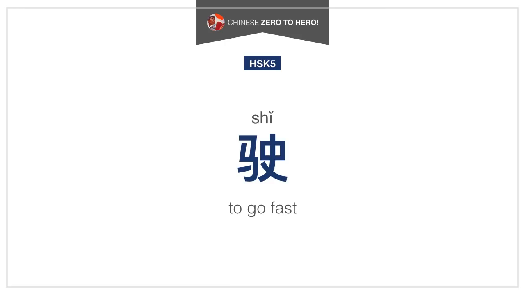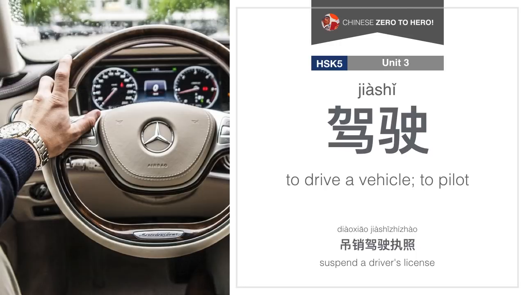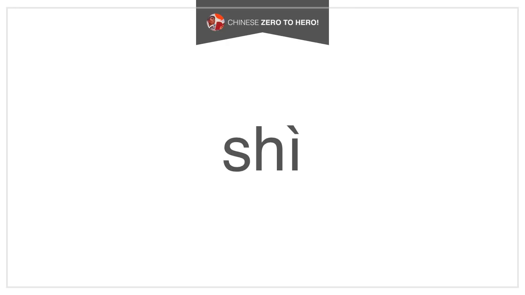And this character 驶 means to go fast. In HSK 5, in Unit 3, we learned the word 驾驶, meaning to drive a vehicle or to pilot. 吊销驾驶执照, suspend a driver's license. And now let's move on to the 是 characters with a fourth tone.